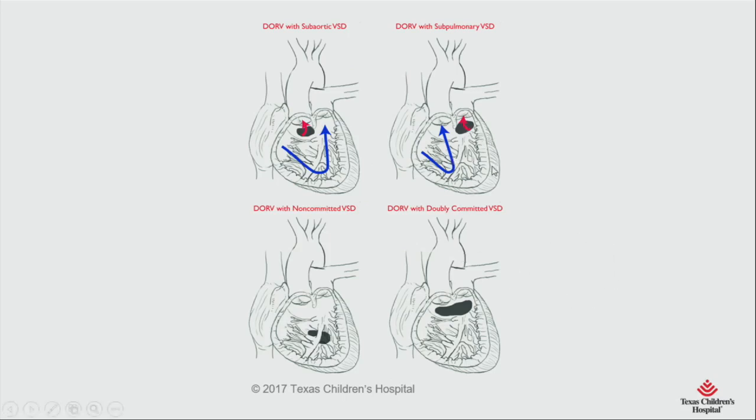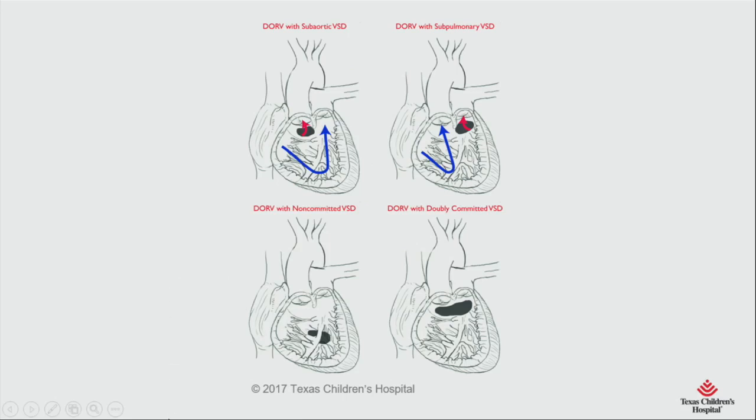But here you see that the LV is going to be mainly ejecting through the pulmonary valve, so you're going to have transposition physiology. Whereas here, you're going to have just mainly VSD physiology. A doubly committed VSD is going to be very similar to what we talk about doubly committed juxtaarterial VSDs in general. So you're going to have a VSD that's underneath both aortic valve and pulmonary valve. And then the non-committed VSD is when your VSD is remote to any of the great vessels.